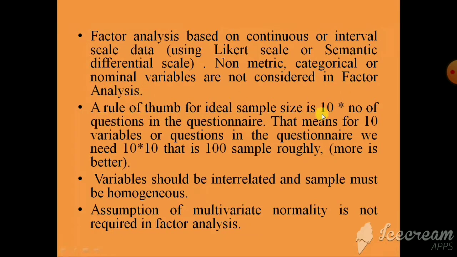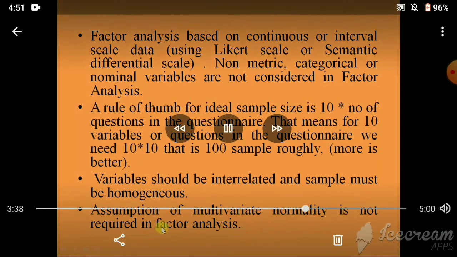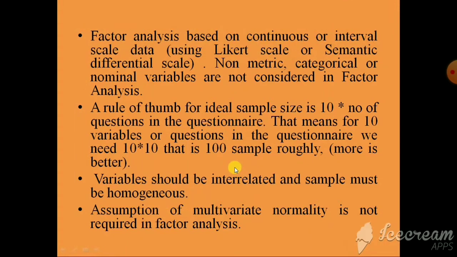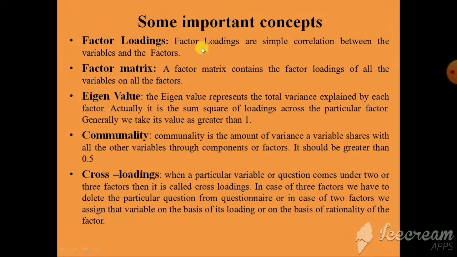A rule of thumb for ideal sample size is 10 multiplied by the number of questions in the questionnaire. That means for 10 variables or 10 questions in the questionnaire, we need 10 into 10, that is 100 samples roughly. More is better. Variables should be interrelated and the sample must be homogeneous. The assumption of multivariate normality is not required in factor analysis.